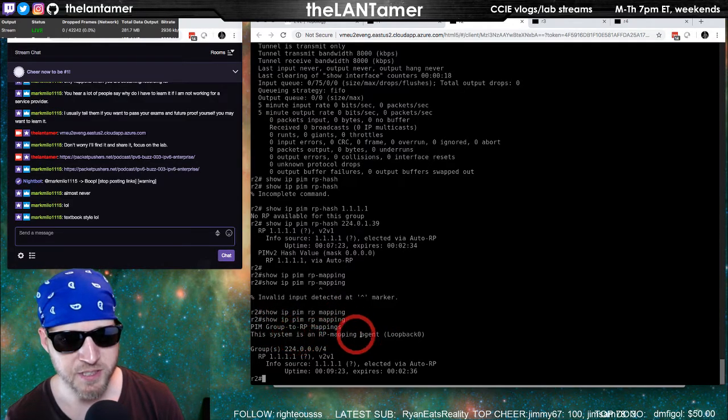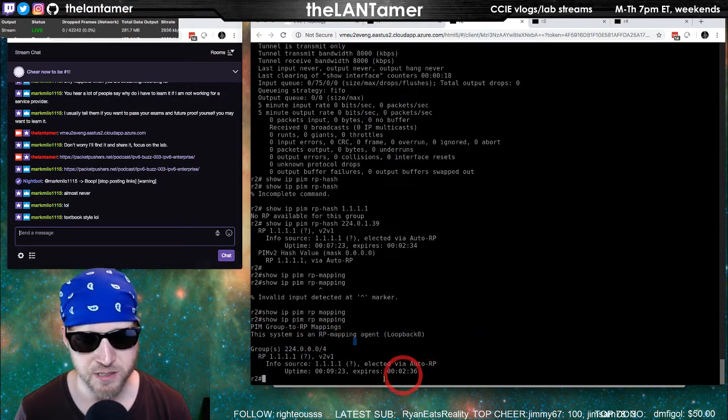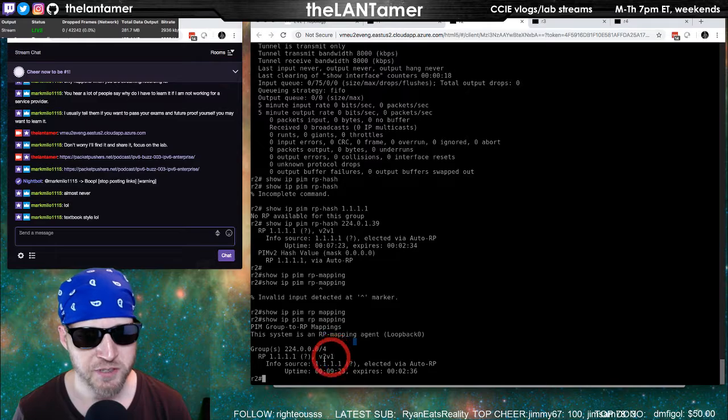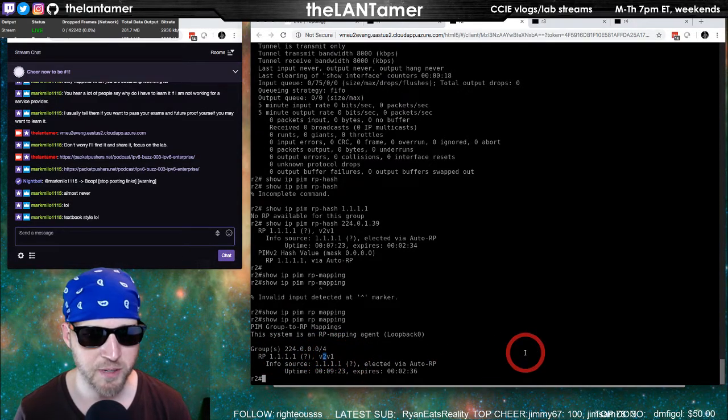PIM group to RP mappings. This system is an RP mapping agent through loopback 0. Very nice. So have you noticed here too an RP 1.1.1.1 for version 2 and version 1? It is backwards compatible.